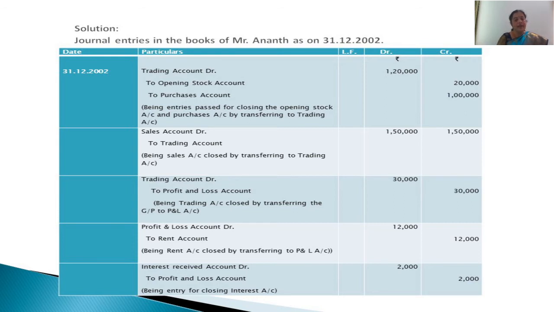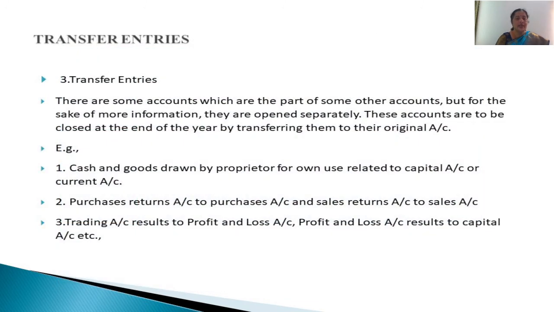That means these are the accounts which are being closed to be transferred to either trading account or profit and loss account, which enables us to prepare the final accounts and complete it, so that we'll be able to know the financial position of our business. And these are the transfer related entries. What are these things? These accounts are closed at the end of the year by transferring them to their original accounts. See, purchase returns account is to be transferred to purchases account. Sales returns are to be transferred to sales account.